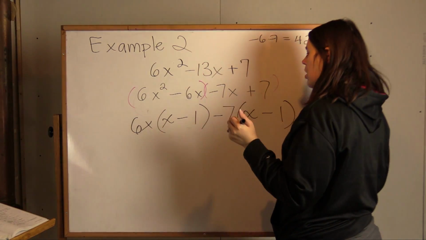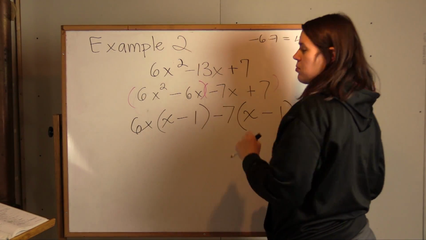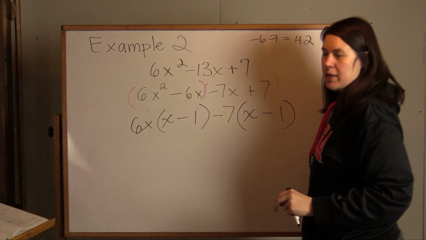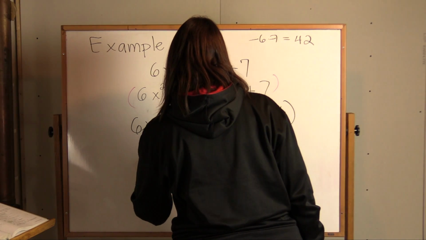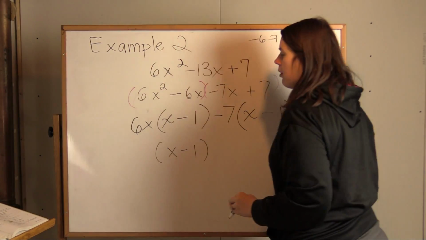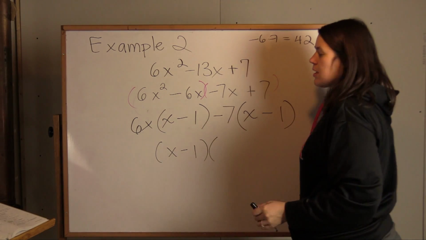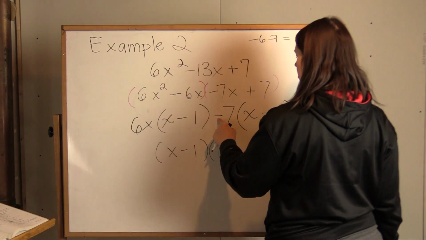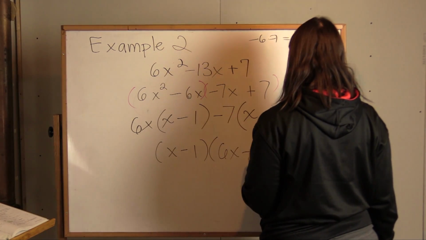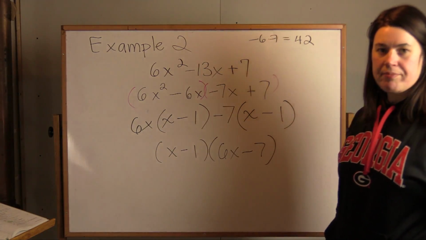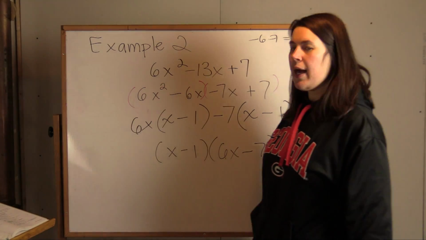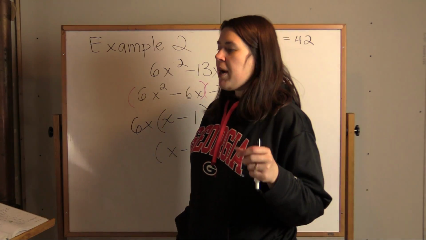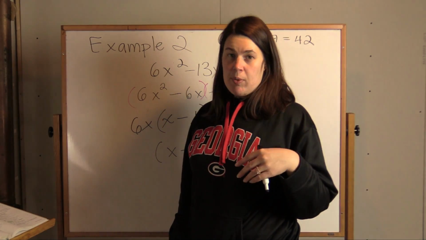All right, so now notice we have x minus 1 and x minus 1. Exactly what we're looking for. We're looking for a matching binomial. So I'm going to factor out the x minus 1 and write what's left behind in parentheses. So if I remove x minus 1, I'm left with 6x minus 7. And that's my answer. Okay, so you go ahead and try the practice problem. I'm going to erase this and rewrite the practice problem, and you can check your work with me when you're done.